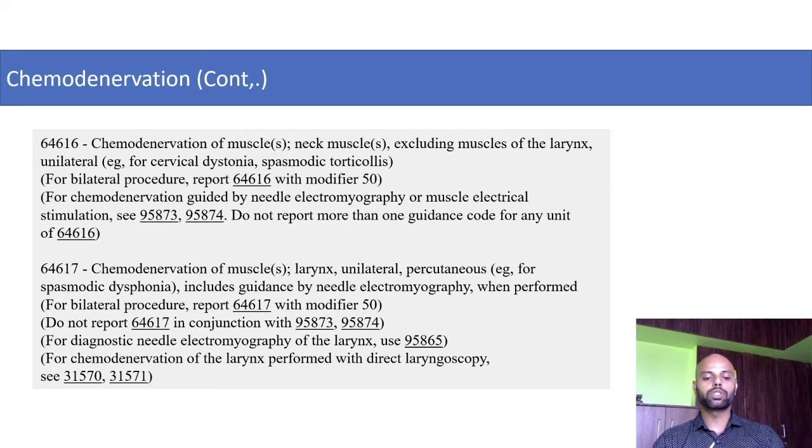And do not report this code 64617 along with 95873 and 95874, because this code 64617 itself includes needle electromyography, so there is no need of separate CPT code for 95873 and 95874. For diagnostic needle electromyography of larynx, use CPT 95865. For chemodenervation of larynx performed with direct laryngoscopy, see CPT 31570 and 31571.